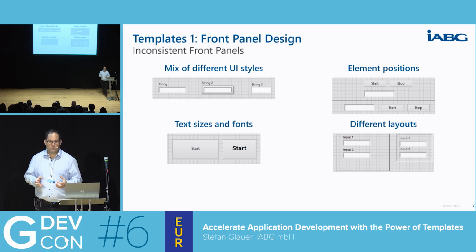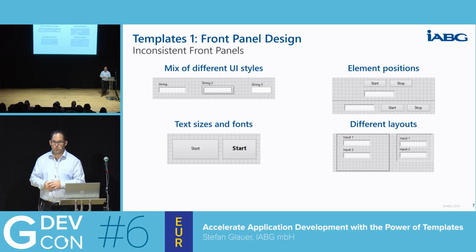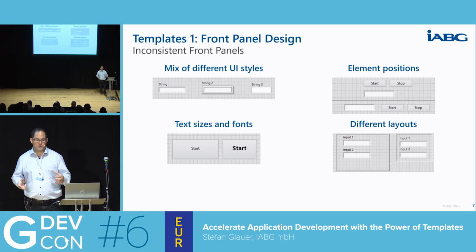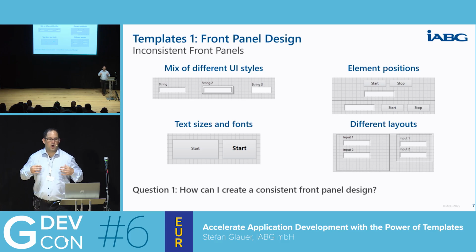The first thing we wanted to solve in our team, when we develop user interfaces, they're often inconsistent. You see a mix of different UI styles, like classic, silver, or flat design. You see different element positions, like the buttons on the top of a string, on the left of a string, on the right of a string. There are different text sizes and fonts used, and often we did see different layouts, like the cluster elements which are used, and the white front panel. So the first question we asked ourselves in our team, how can I create a consistent front panel design?